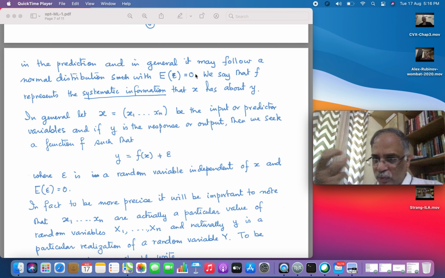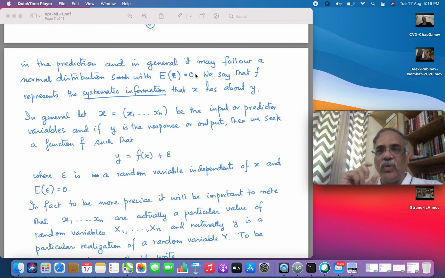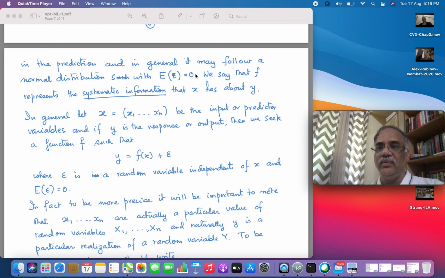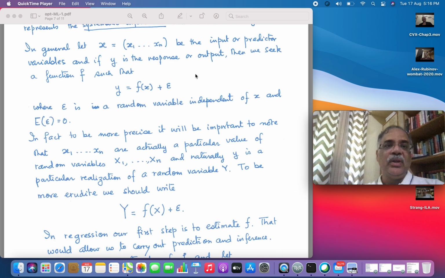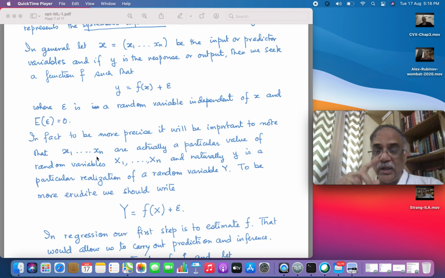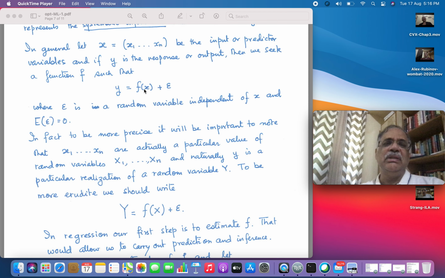these actual x1, x2, x3, those costs that you will put into advertisement, those are actually realizations of a random variable. You decide those costs based on the scenario. So these are all random variables. So more precisely, if you want to write down, then x1, x2, xn are particular values of the random variables capital X1, X2, Xn.